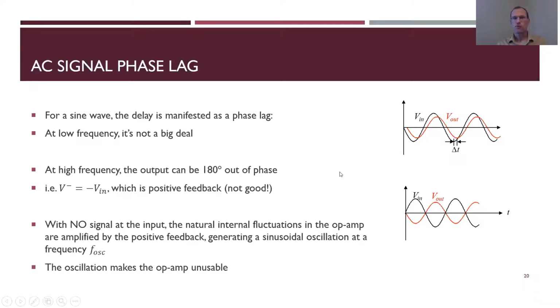So low frequency is not a big deal. As I said, if this is a low frequency sine wave and delta t is relatively small, there's hardly any variation. If you go to higher frequencies, your output can actually be 180 degrees completely out of phase. So V minus is negative V in, and that's positive feedback, and you don't want that.